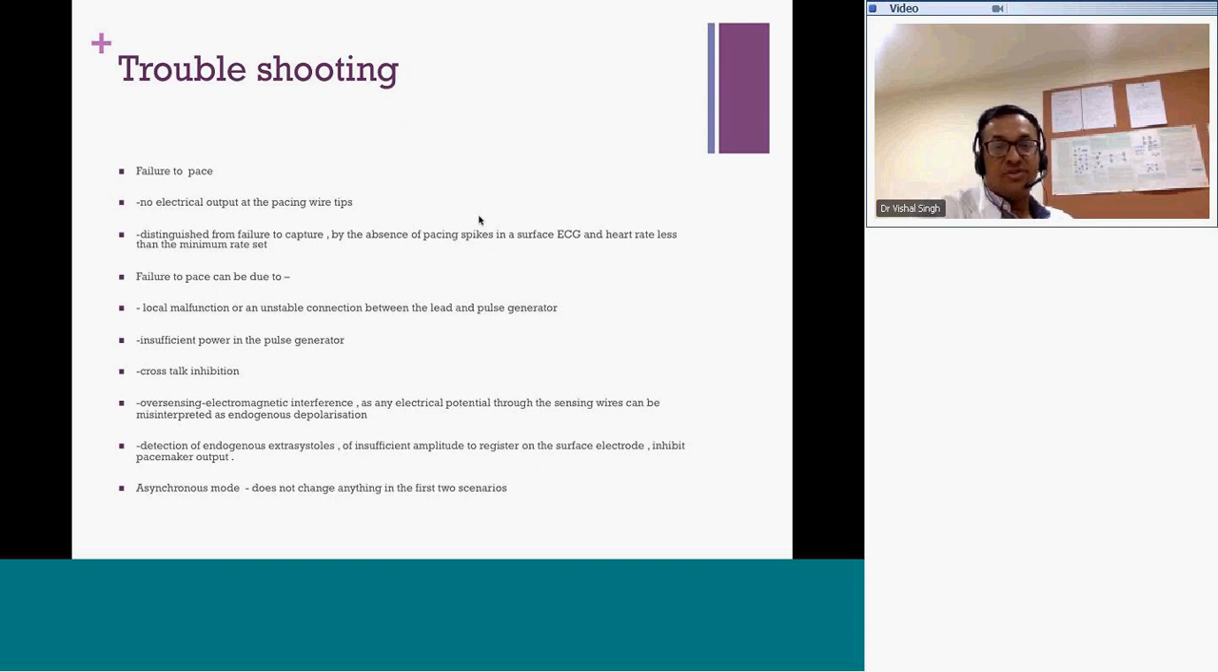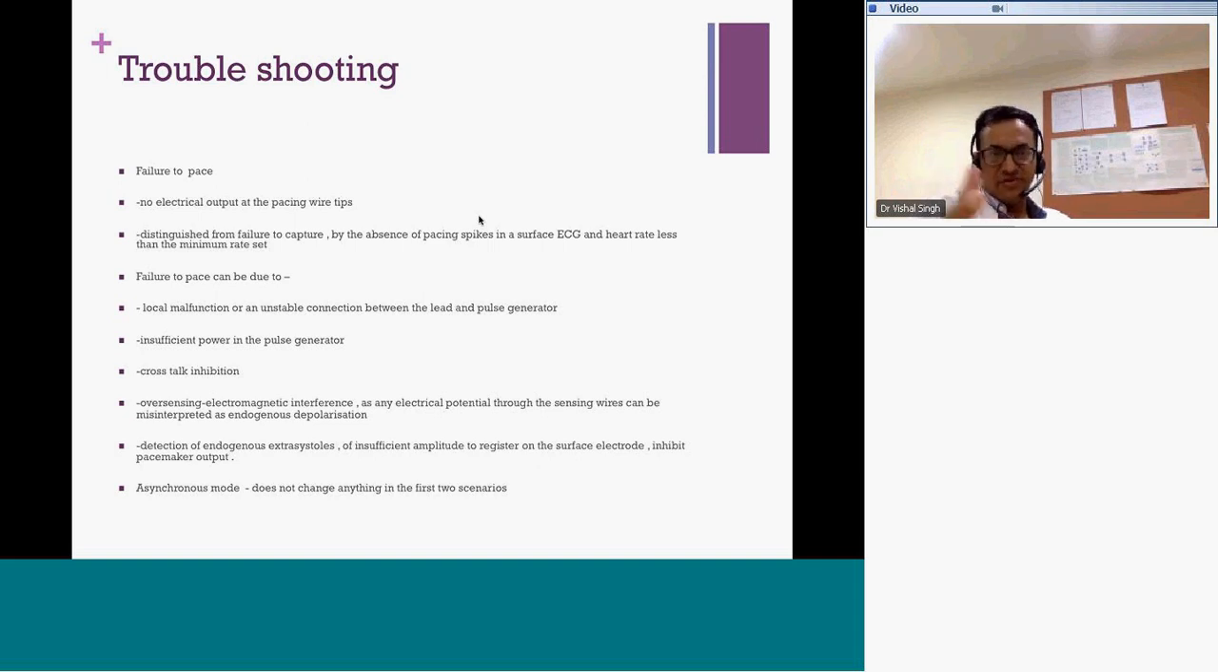Asynchronous mode does not change anything in the first two scenarios, which is failure to pace due to local malfunction or an unstable connection between the lead and the pulse generator. But I totally agree with him that you will have a situation that we need to get it corrected for our sanity and ensure that we are having a proper pacing happening irrespective of those factors.